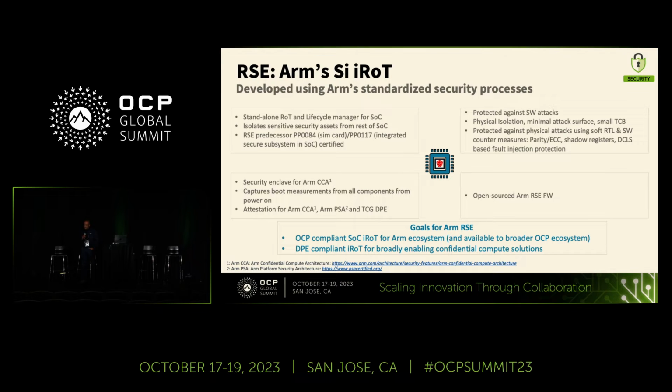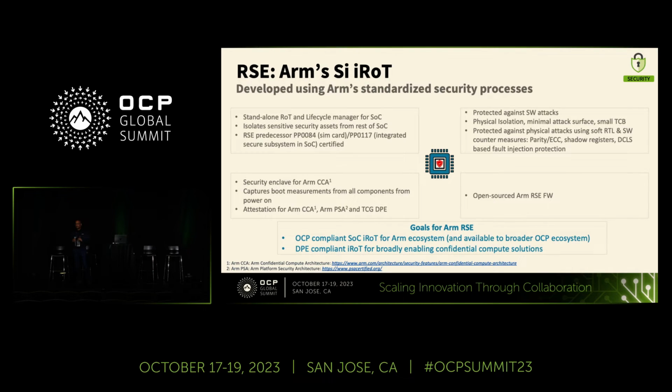Primarily, the root of trust is an enclave for ARM CCA, which was introduced earlier. So this is an implementation of ARM HES for the Confidential Compute Architecture. It captures the boot measurements from the entire system, the TCB that the ARM CCA defines for its implementation. It supports attestation for the ARM CCA, is ARM PSA compliant, and implements TCG's DPE framework. And the entire firmware for RSE is open sourced, and it's aligned with what OCP is expecting from any IP that needs to go into the security system.